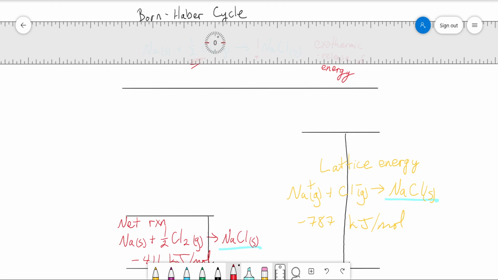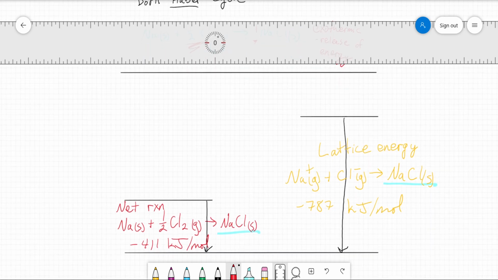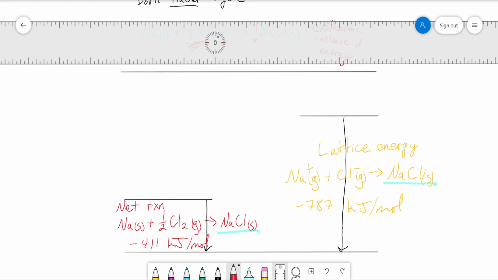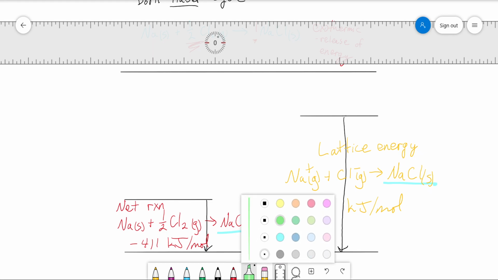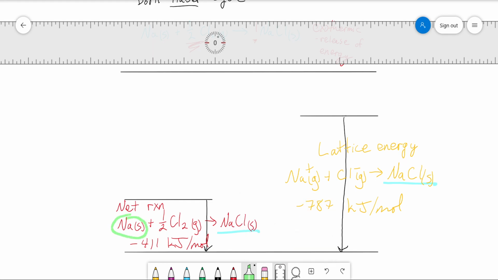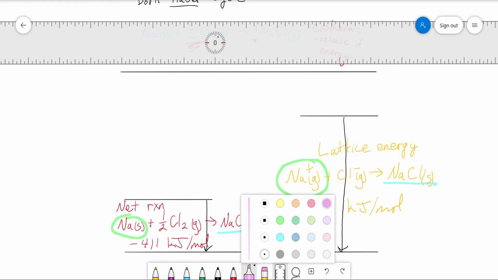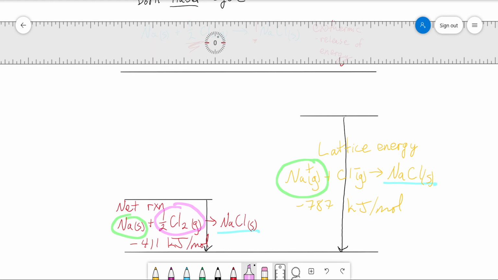So if we look at this process, you'll notice these two reactions are not the same. They have the same product, but they don't have the same reactants. The whole idea behind this process is to get this sodium to look like this sodium, and to get this chlorine to look like this chlorine. Okay? So basically what we have to do is convert solid sodium into Na plus gas, and we have to convert 1/2 Cl2 gas into Cl minus gas.